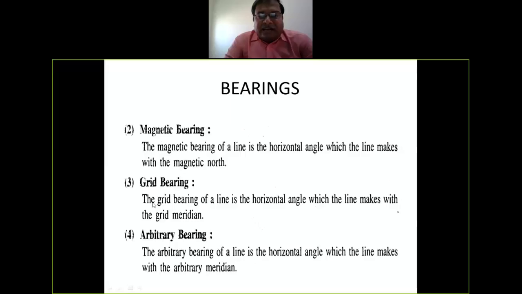Third one is grid bearing. The grid bearing of a line is the horizontal angle which the line makes with, instead of magnetic north, true north, the grid meridian. Okay. Then arbitrary bearing. The arbitrary bearing of a line is the horizontal angle again which the line makes with the arbitrary meridian, is called arbitrary bearing. So very simple definition.